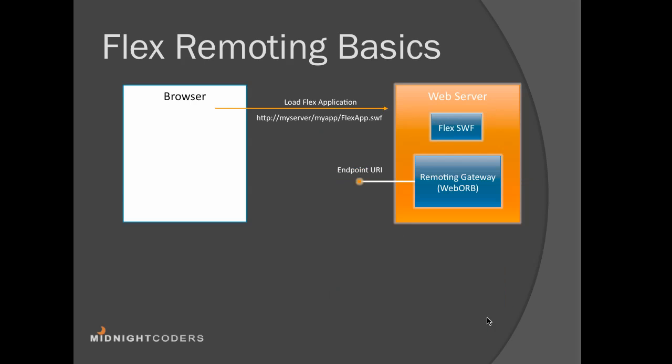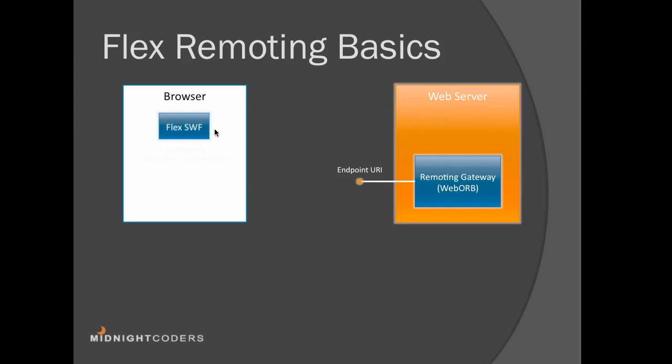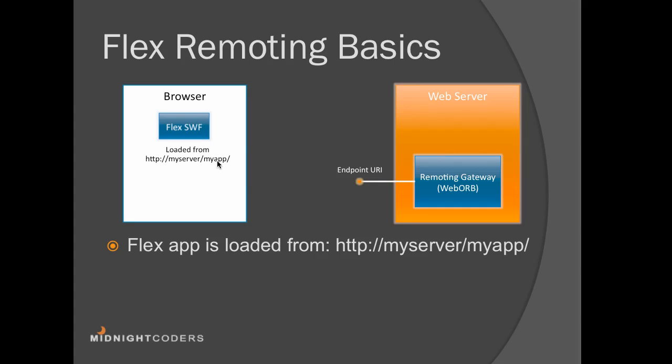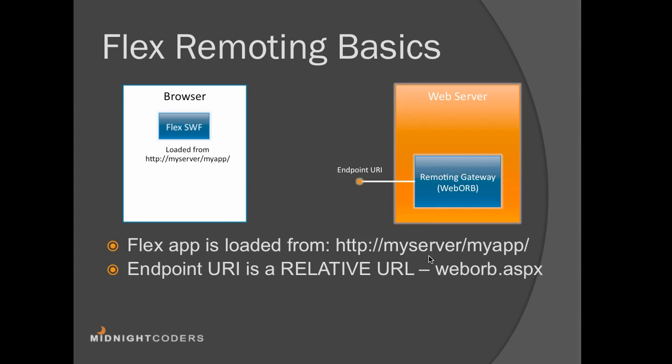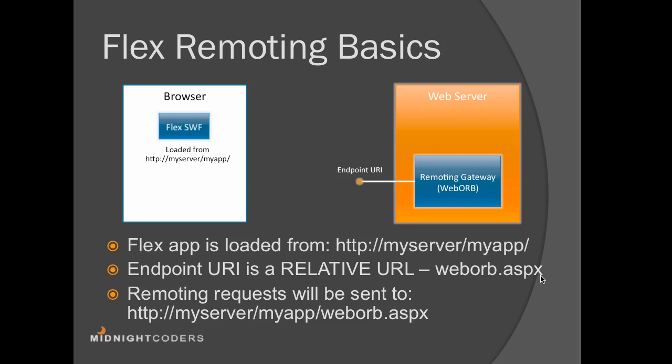So the browser makes a request to the web server to load some Flex application. The Flex application is loaded, and you can see that this was the path that it was loaded from. So the Flex app is loaded from this URL. The endpoint inside of the Flex application is a relative URL. It is just weborb.aspx. As a result, any remoting request sent by this Flex application will be sent to this particular URL, which is the URL where it was loaded from and weborb.aspx concatenated together. So in the end, when the request is sent, it's going to reach the WebORB server.